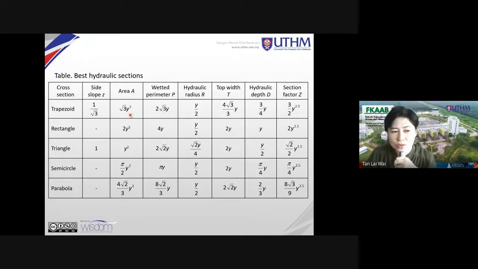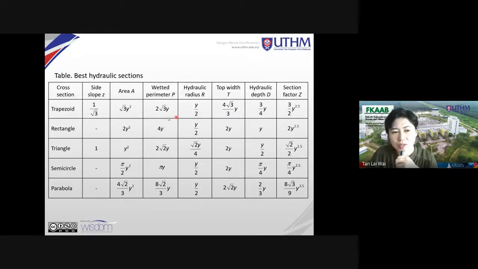Then you cannot use this formula already. You need to use the formula that has A equals y squared times Z plus, and P with square root of 1 plus Z squared. So be careful. However, we have shown that even though the side slope is not 1 over square root 3, our hydraulic radius is still y over 2. Remember, we have shown that. So just be careful when you are using this table.